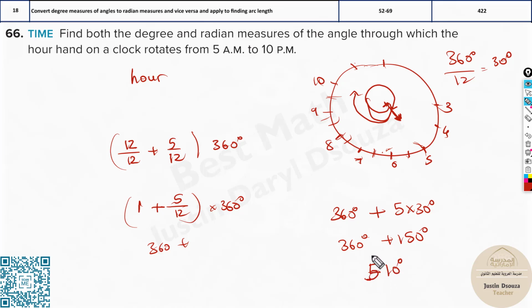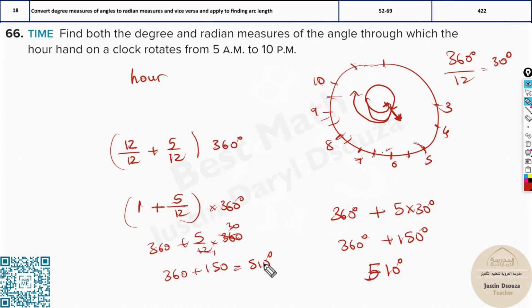That's the answer. Here as well, if you multiply 360 by 1 and 30 by 5, it will be 360 plus 150, that is 510 degrees. It's going to be the same answer. You can just put it in the calculator and check it.